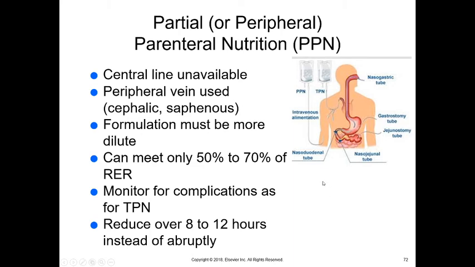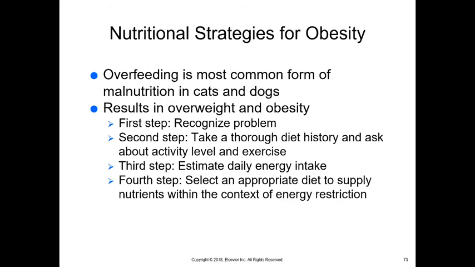Partial or peripheral parenteral nutrition is when we can't get a central line available. We may have a peripheral vein, like a cephalic or a saphenous vein. We have to dilute our TPN into a partial peripheral nutrition, and we can only meet 50 to 70% of the RER needs, so we may have to do a nasogastric tube as well. We have to reduce it and our TPN over 8 to 12 hours instead of abruptly.